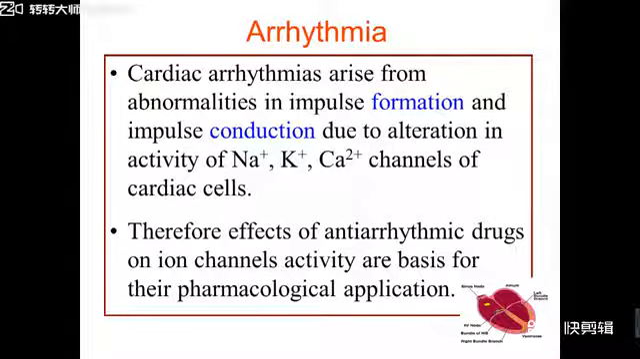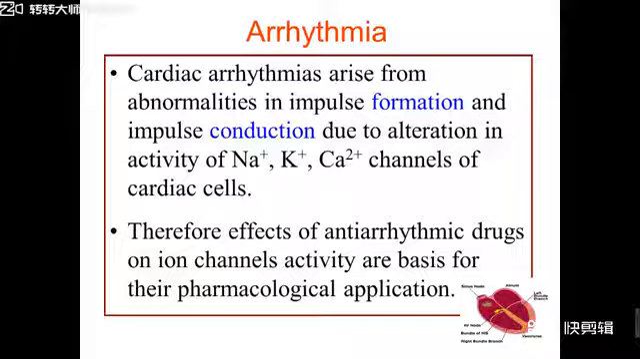The definition of arrhythmia: cardiac arrhythmias arise from abnormalities in impulse formation and impulse conduction due to alteration in the activity of sodium, potassium, and calcium channels of cardiomyocytes. From this definition, we know that arrhythmias mean abnormal impulse formation or abnormal impulse conduction.